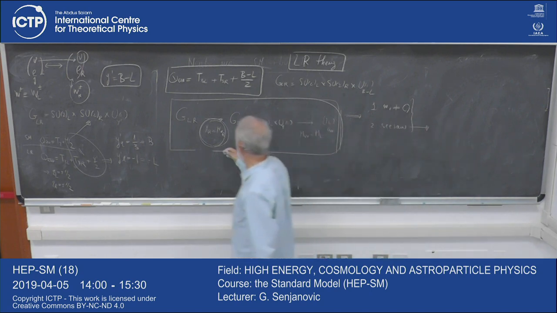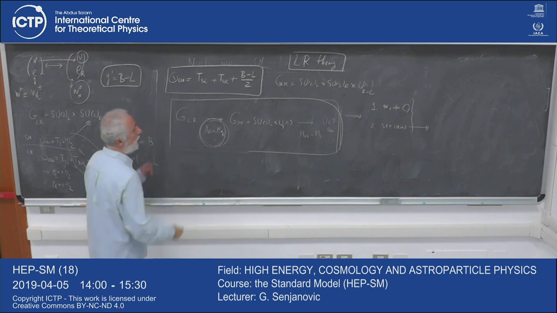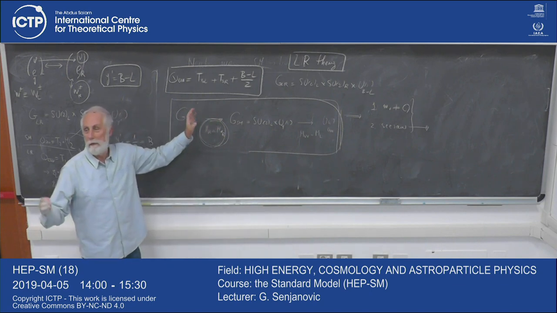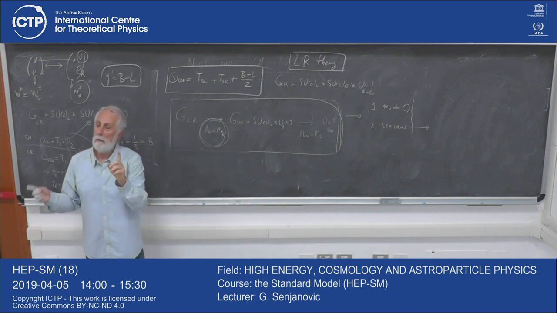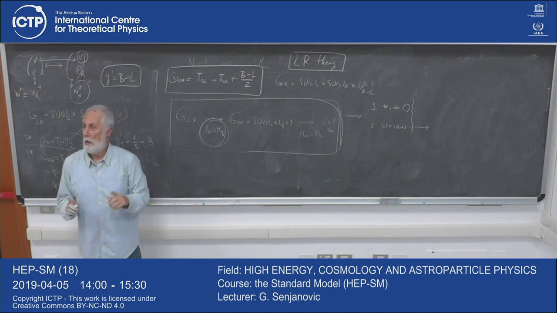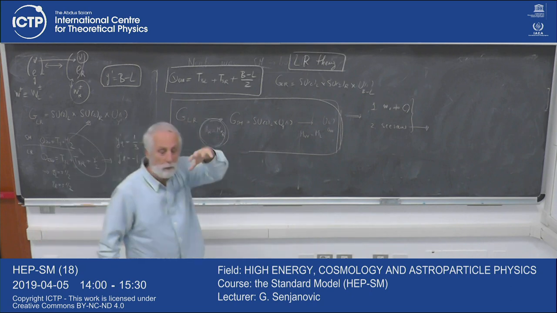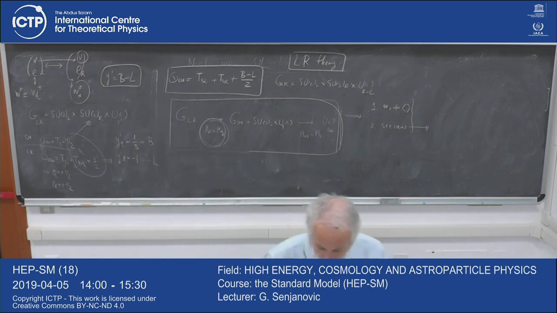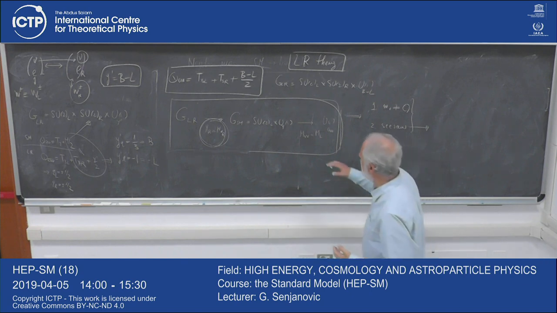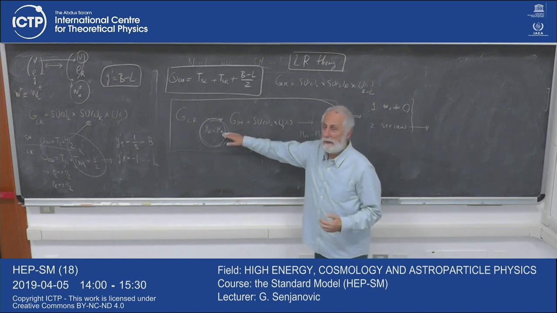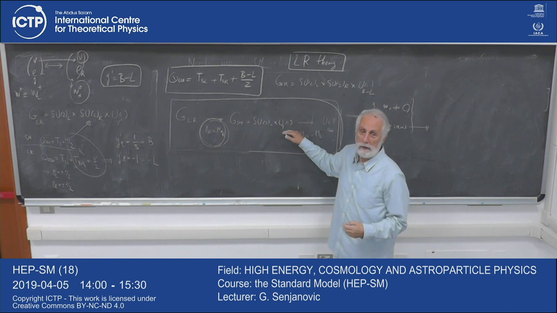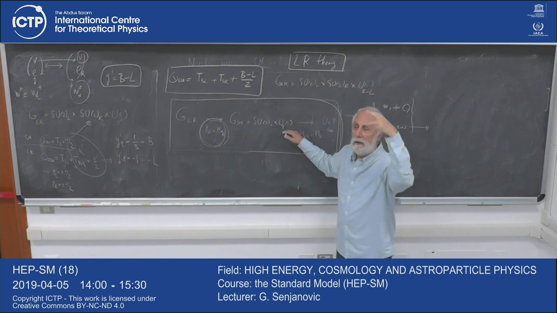What happens at this stage, at the first stage? This is a rule of thumb. When you have a new gauge group, let's say some grand unified theory or whatever, and you break the symmetry to the standard model, all the particles that do not belong to the standard model get a mass. This is what I mean by symmetry breaking at a large scale.